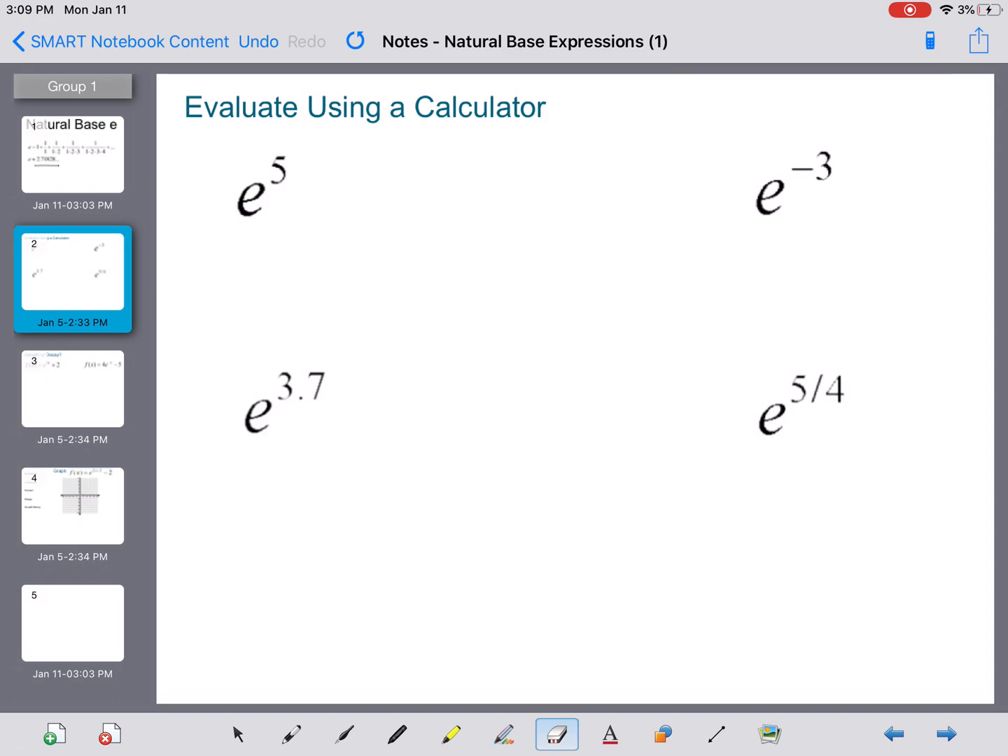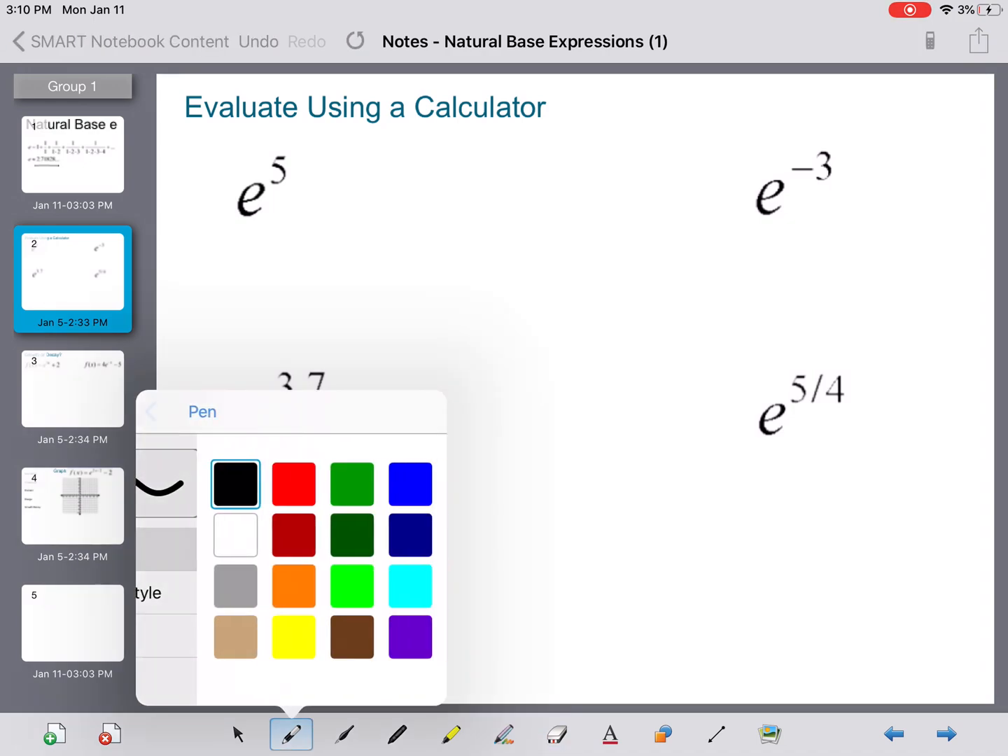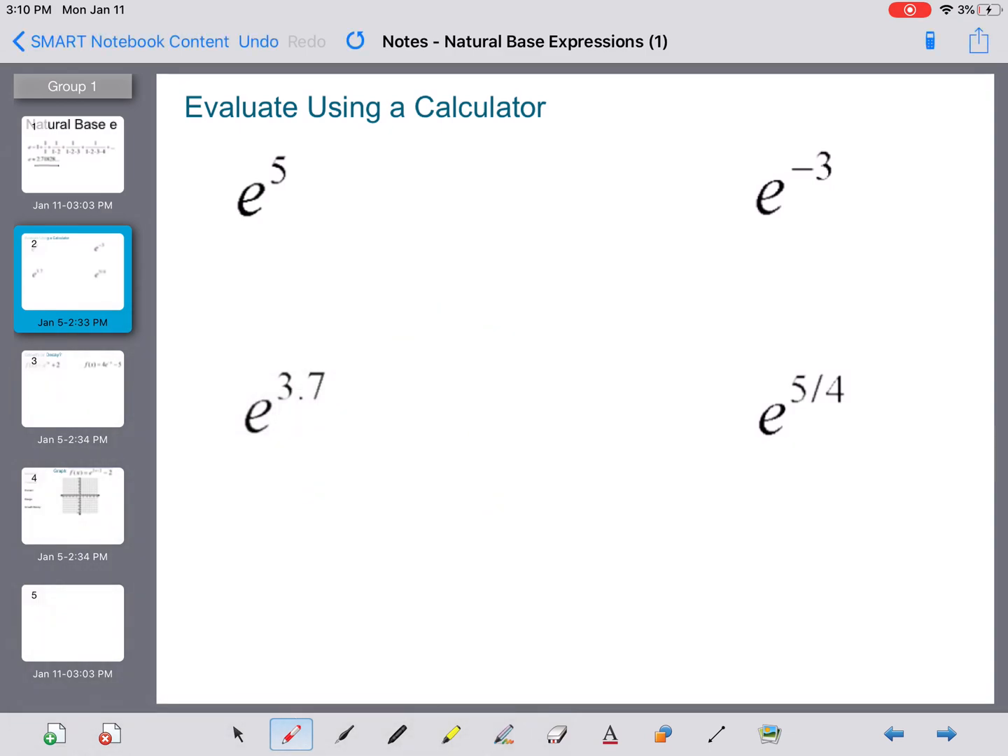If you have a TI-30X2S, you want to hit second, and then there's a button near the top in the middle that has e with the caret key. So you want to use that, and then we're going to round to the nearest thousandth. For the first one, when we type in e to the fifth, we should get 148.41311591. And rounding to the nearest thousandth, that should give us 148.413.